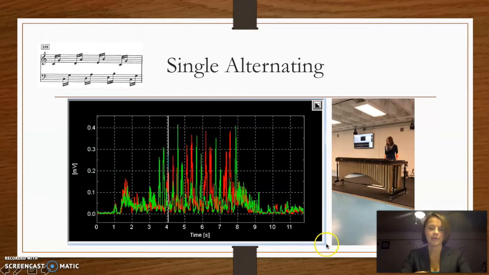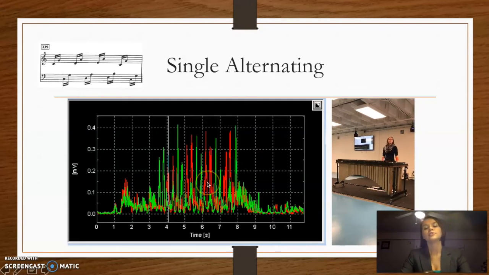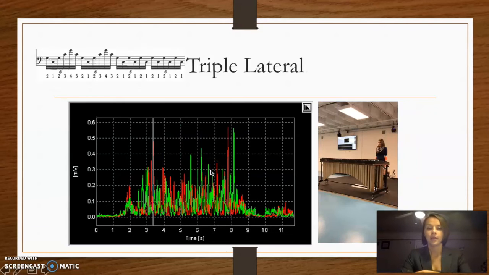Single alternating, here's a video. So you can see I'm doing 2 strikes with each hand, and you can see 2 strikes with each hand in this data. 1, 2, 1, 2, and so on. Triple lateral, the data looks a little bit messier simply because of how quickly you have to move to create these strokes.